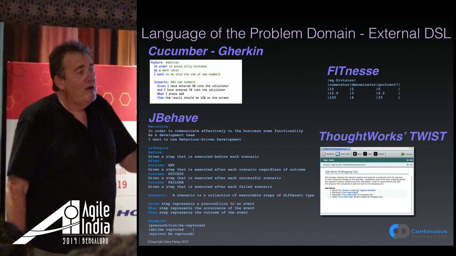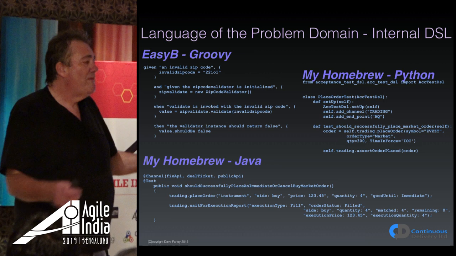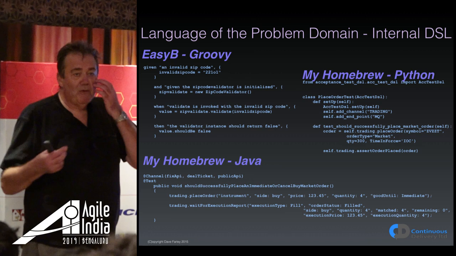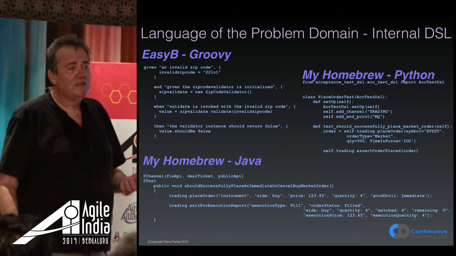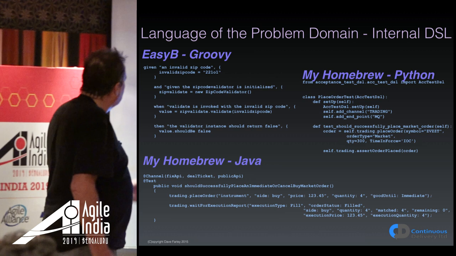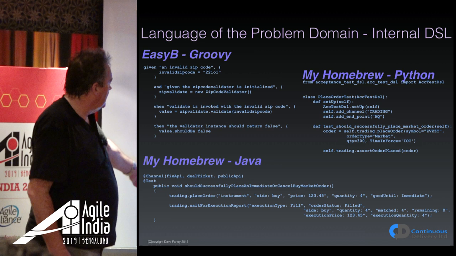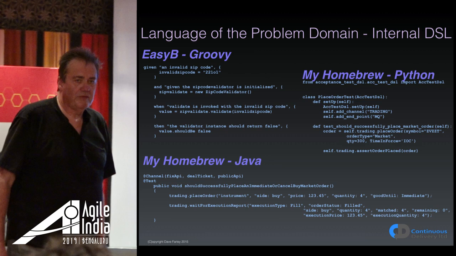My own preference is actually to use an internal DSL rather than an external one. So in my tool set, I'm writing the DSL in the language that I'm using, and that gives me the power of a development environment and all those sorts of things. It requires a little bit of discipline to keep the separation of concerns and design the DSL, but it's really effective. There is an open source thing called EasyB that does this kind of thing, but mostly the way that I do it is I just build the infrastructure myself. So this is a Python version of my stuff and a Java version.